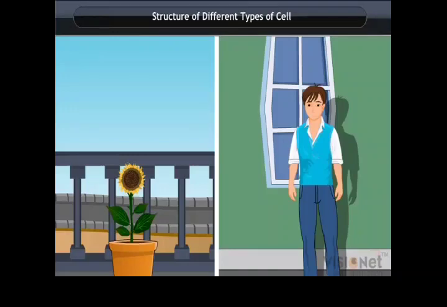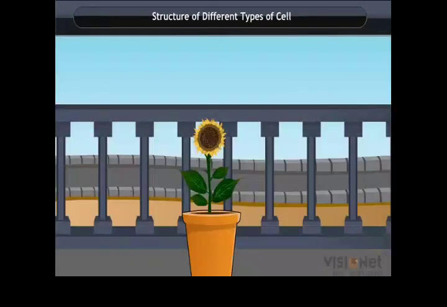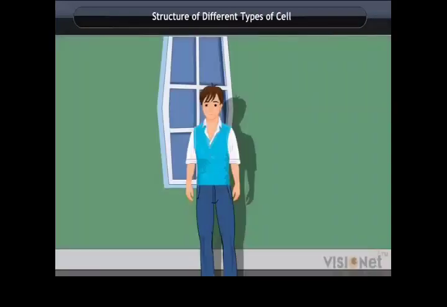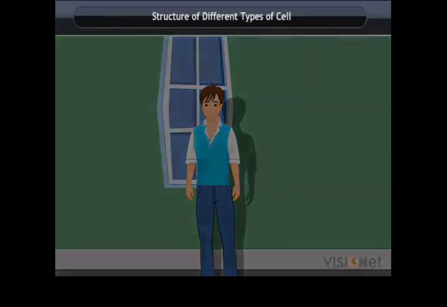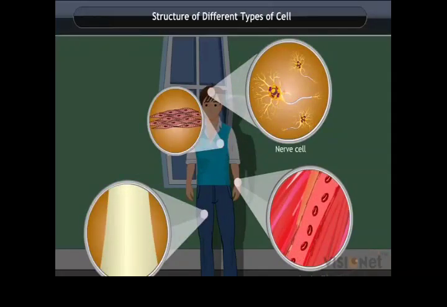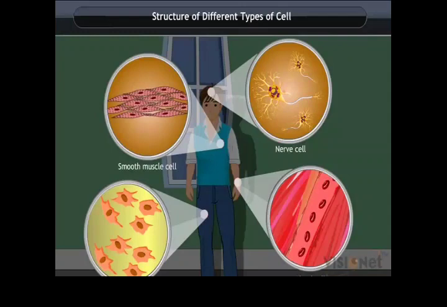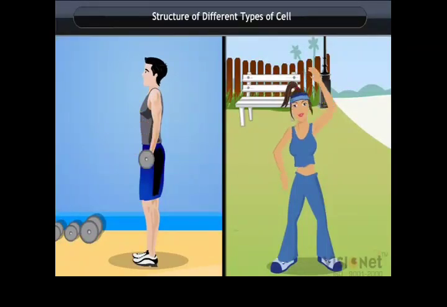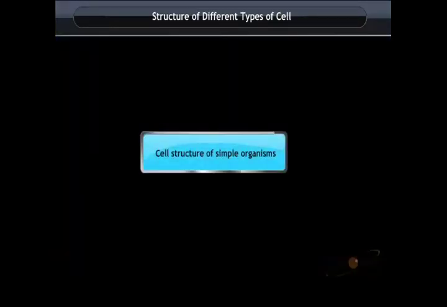Structure of different types of cell. Both plants and animals are made up of cells. These organisms have many cells grouped together in a single body. In human beings, different body parts are made up of different kinds of cells such as blood cells, nerve cells, bone cells and smooth muscle cells, etc. It means different body parts of the human body are made up of different types of cells and perform different functions. Let us discuss the cell structure of some simple organisms.